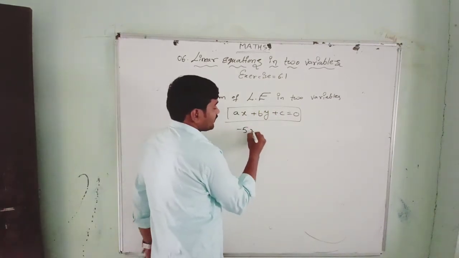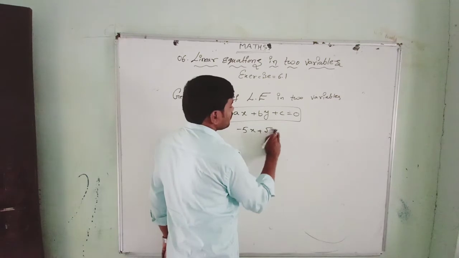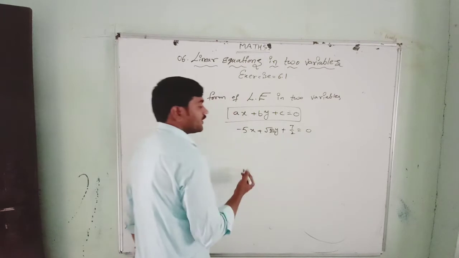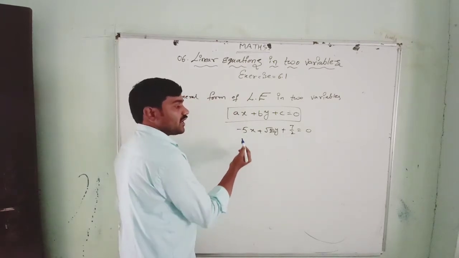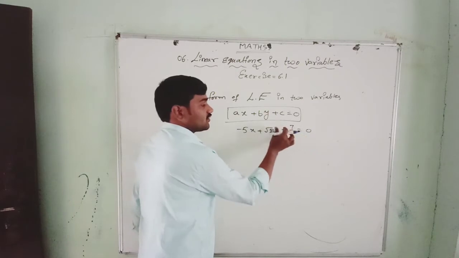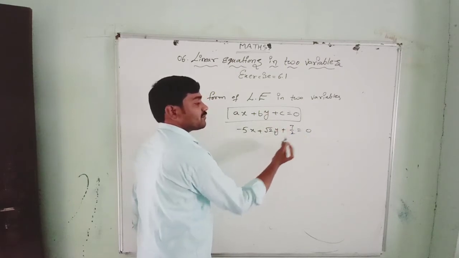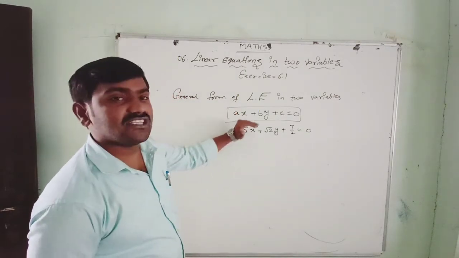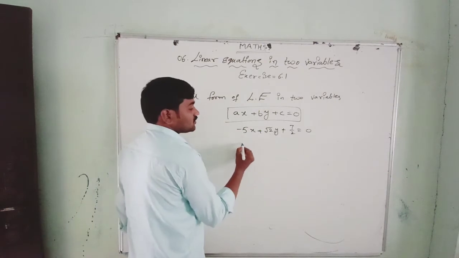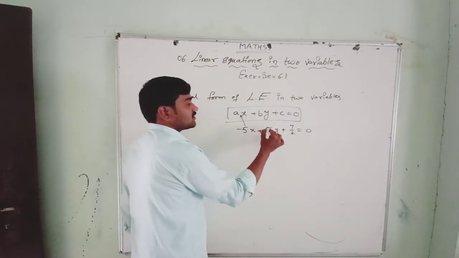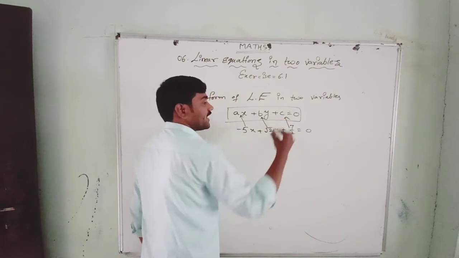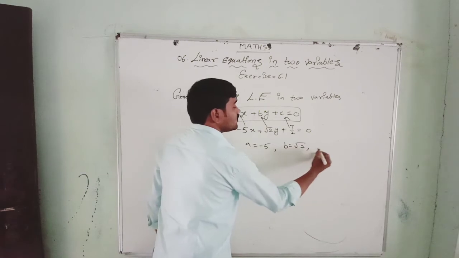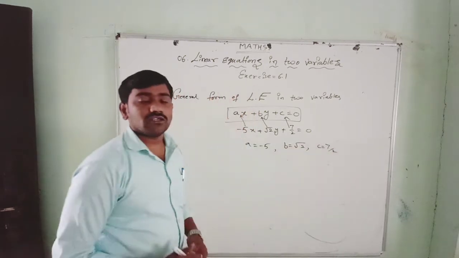Suppose here minus 5x plus root 2 y plus 7 by 2 equal to 0. Can you indicate what the a, b, c values are? Now it is in the form of ax plus by plus c equal to 0. Let us compare this with the linear equation in two variables and write the a, b, c values. You tell me now, what are the a, b, c values? a equal to minus 5, b equal to root 2, c equal to 7 by 2.